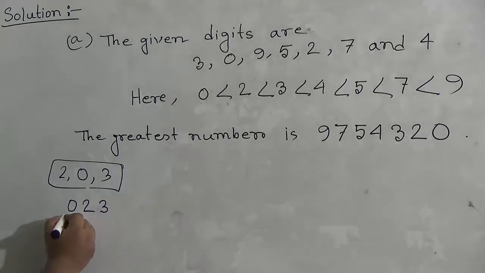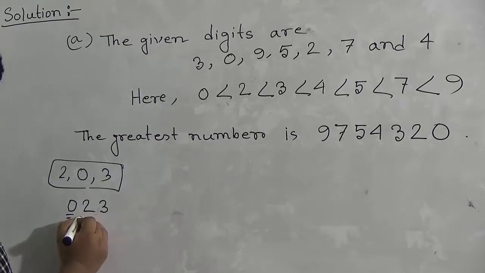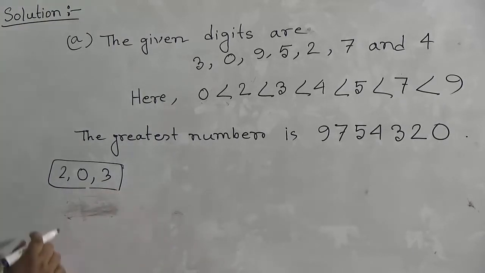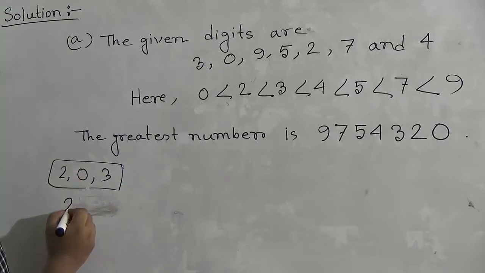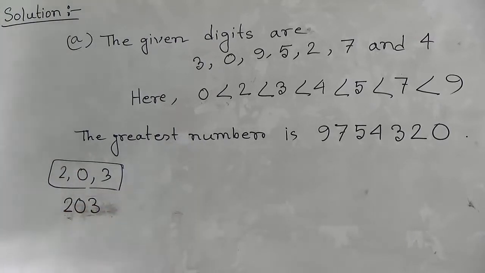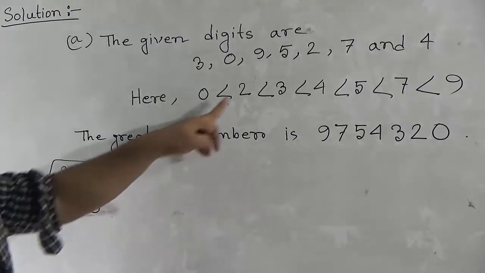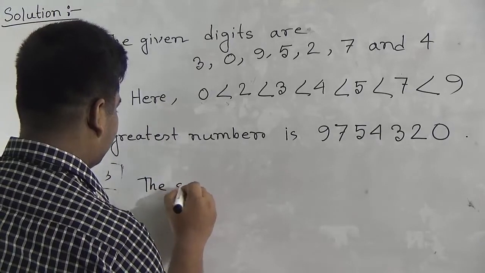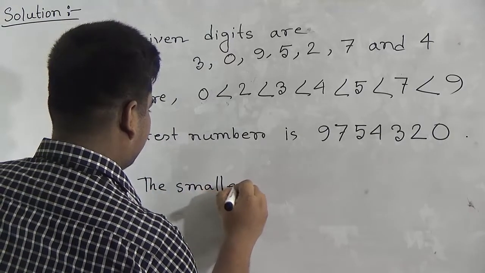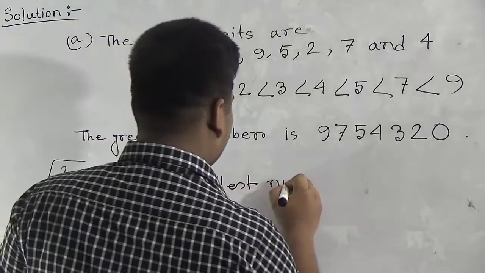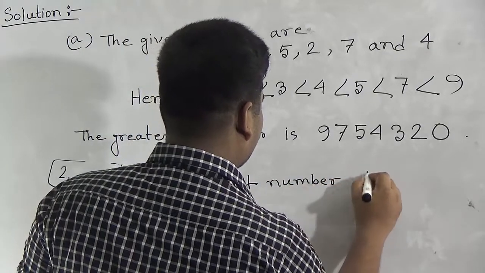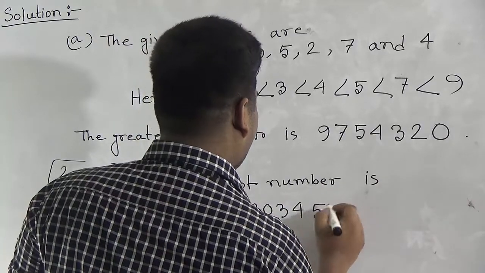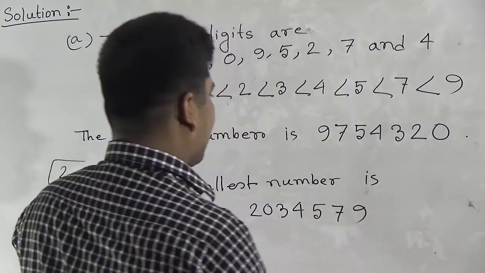But this time 0 has no value. We read this number as 23. So we cannot use the 0 at first. So at first we use 2, 0 and 3. Just like this we use here, the smallest number is 203, then 4, 5, 7 and 9.